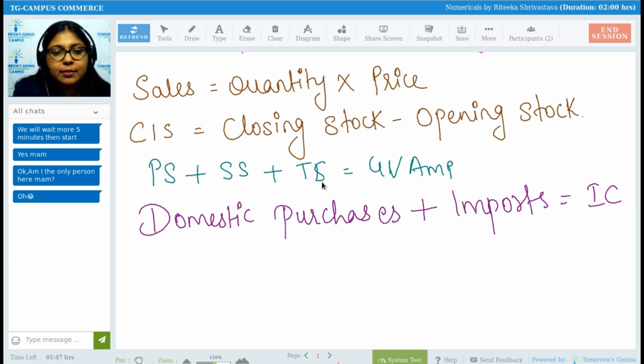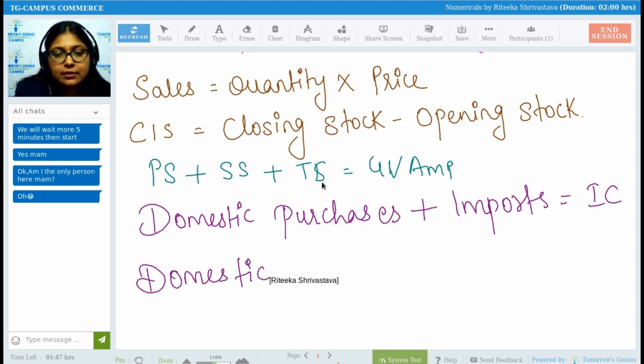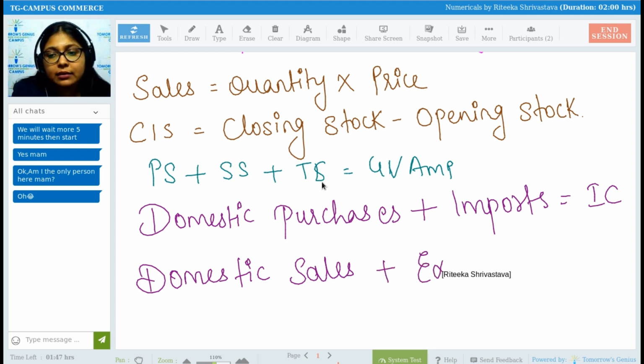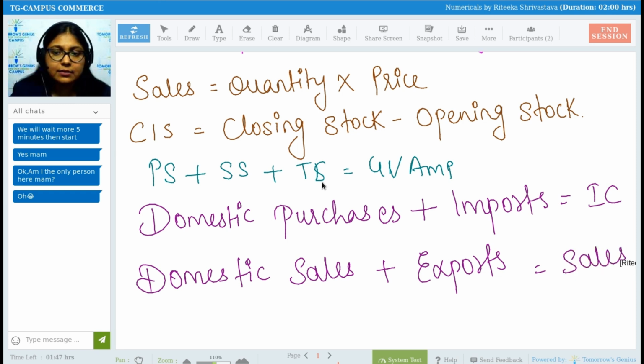Same way for sales. They might give you domestic sales. So in this domestic sales, you have to add exports. This will give you the value of sales. Fine. So if domestic purchases is given to you in the question, you have to find out whether imports are given or not. If imports are given, you have to add it. It will give you the value of intermediate consumption.